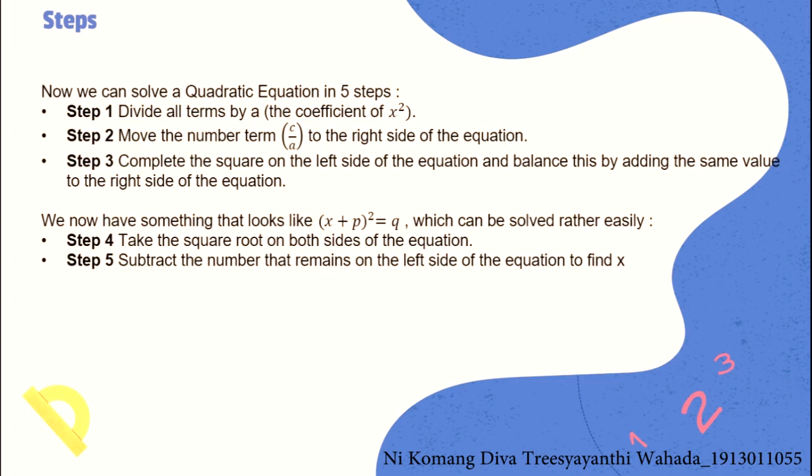We now have something that looks like x plus b squared is equal to q, which can be solved rather easily. Step 4. Take the square root on both sides of the equation. Step 5. Subtract the number that remains on the left side of the equation to find x.